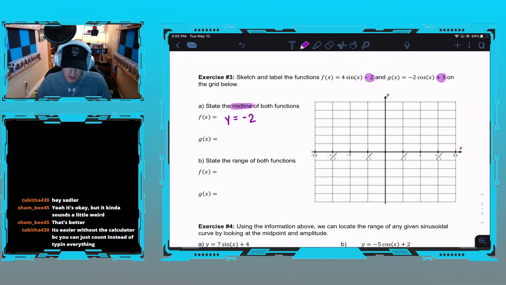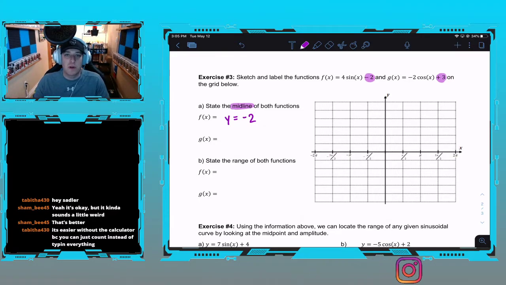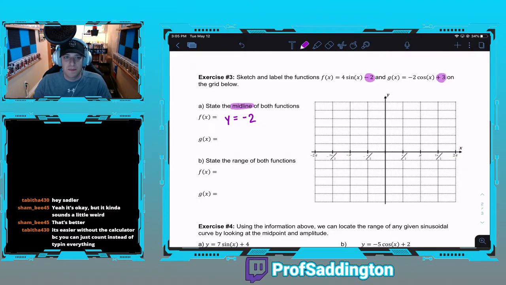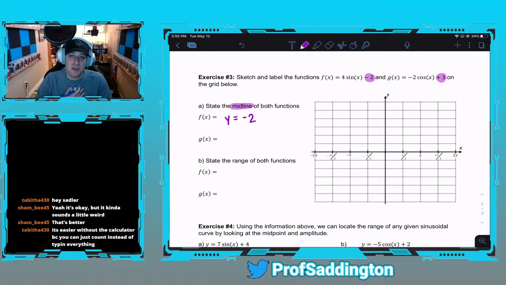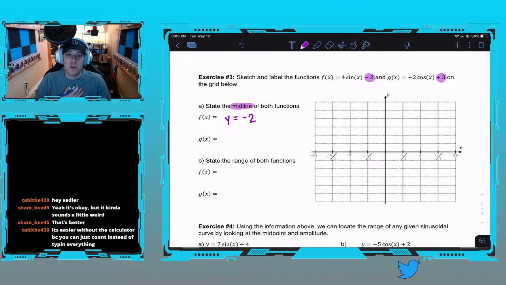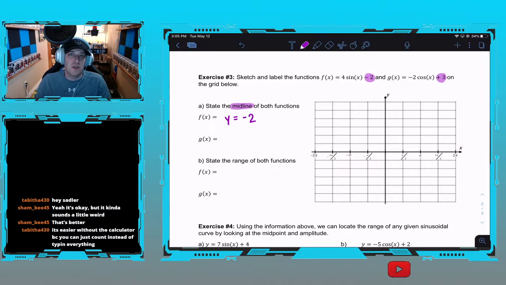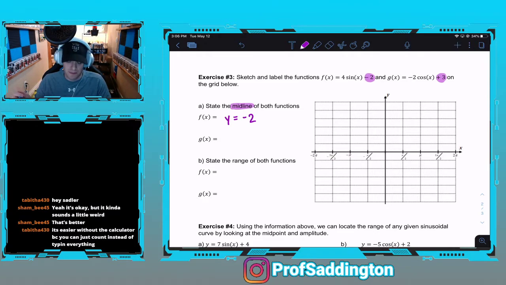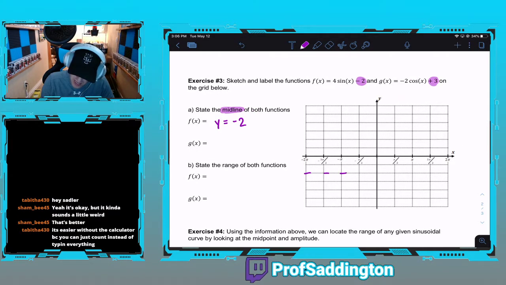And I should probably do different colors. You know what I'm going to do? I'm only going to do f of x right now. The only reason why is because I don't want to confuse anybody on the graph that we're about to do. So we'll only do f of x. So f of x, the midline is y equals -2. So what I'm going to do on the graph is I'm going to draw on the midline. But the midline isn't technically part of the graph. So what we're going to do is draw it in as a dotted line. So I'm going to come down here at y equals -2, and I'm just going to draw a dotted line all the way across.